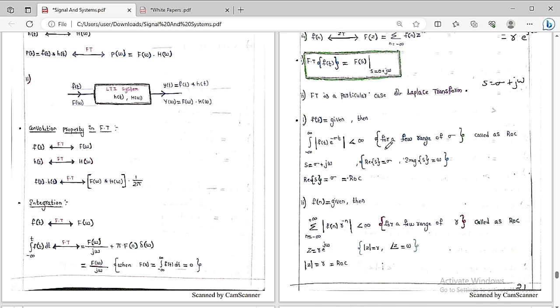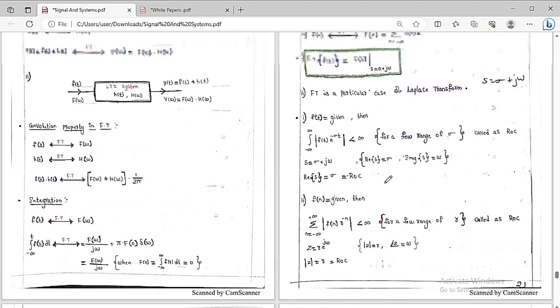So finally I can say, suppose some signal f of t is given. If you want the Laplace transform to exist, then first you have to check whether f of t into the power of minus sigma t is absolutely integrable or not. It is absolutely integrable only for a particular range of sigma. That sigma is called the ROC, where s is equal to sigma plus j omega, sigma is the real part of s and omega is the imaginary part of s, and the real part of s, which is sigma, is basically the ROC. Only for a few range of sigma will this Laplace transform exist, because this decides whether it is absolutely integrable.